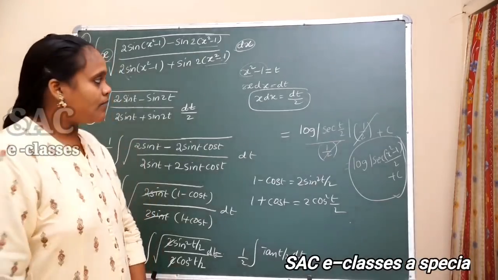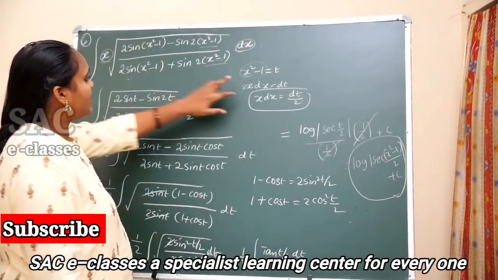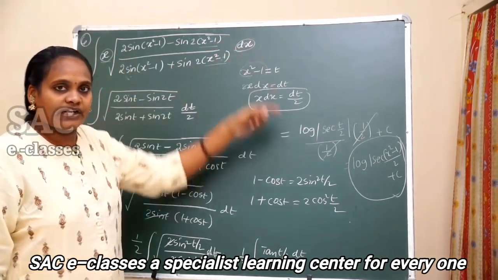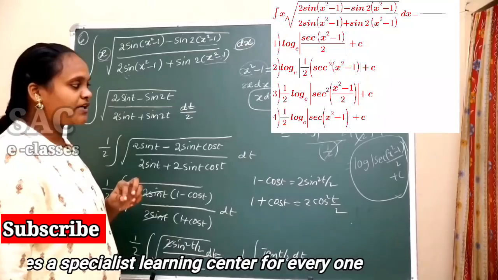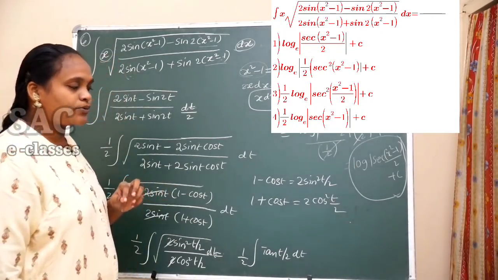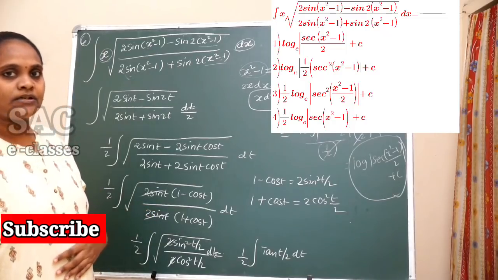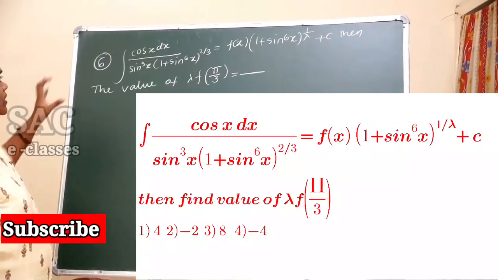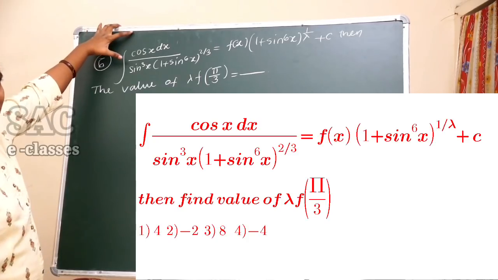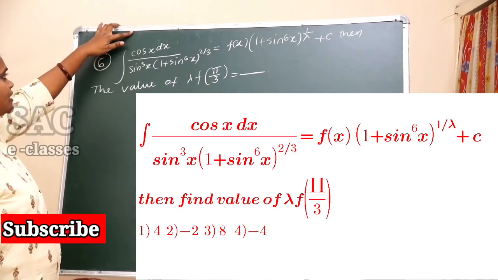Now, that problem seemed to be very big, but by choosing the correct substitution you can get the answer. What is the answer? Log of secant of x square minus 1 by 2 plus c will be the correct option. Let us move to the next problem. Now they have given a problem. It was repeated in 2020 January.